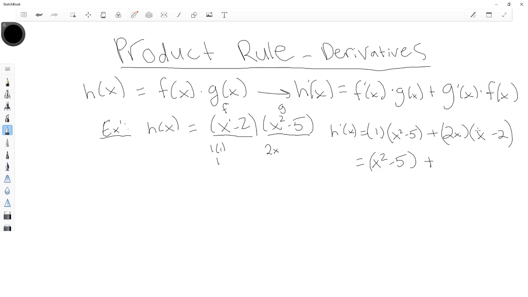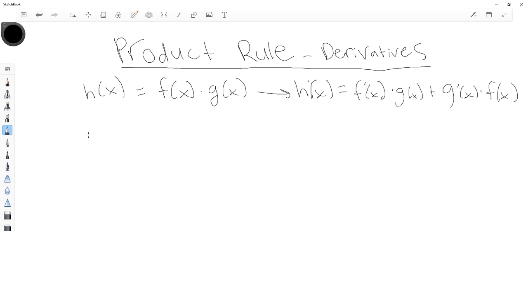plus 2x times x is 2x squared. 2x times negative 2 is negative 4x. And then you add x squared plus 2x squared. You get 3x squared minus 4x minus 5. And that is the derivative of h.